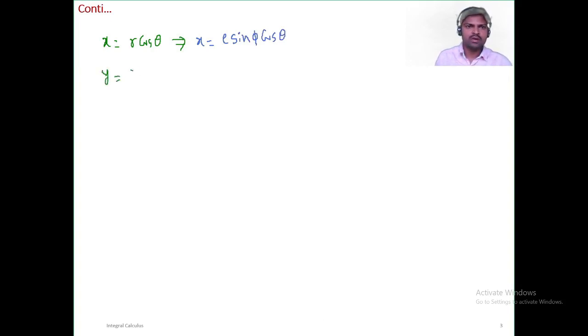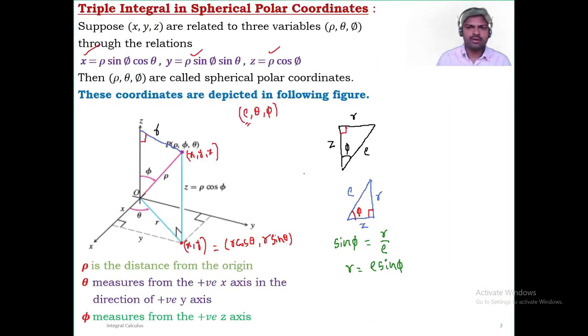And similarly, what is y here? y is equal to r sin theta. Same story. Instead of r, let us plug in rho sin phi. So y is rho sin phi sin theta. And moreover, what I want is z, right? What should be z? z is question mark. So therefore, what is z now? Go back. Look at the same figure only. Now look at what is cos phi.